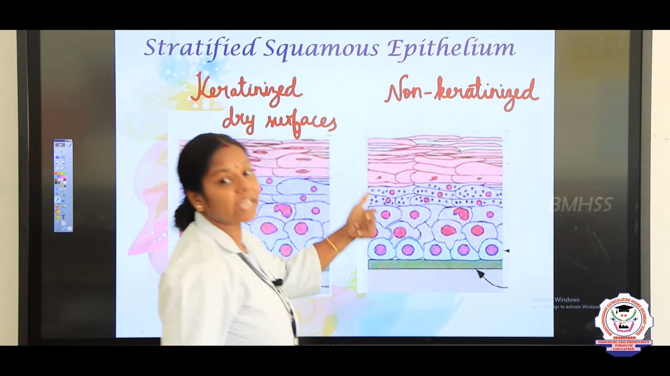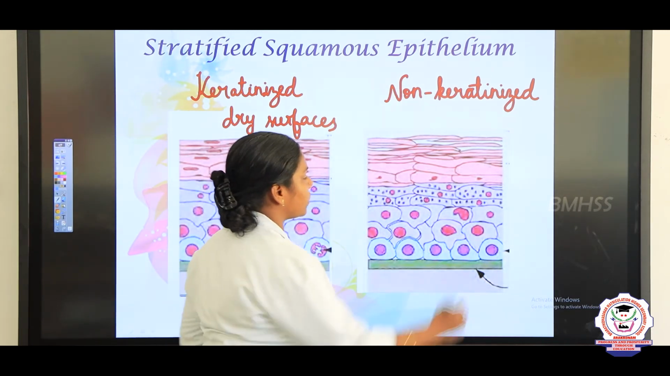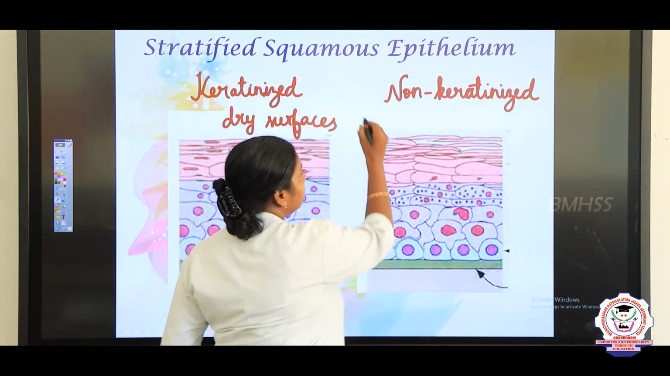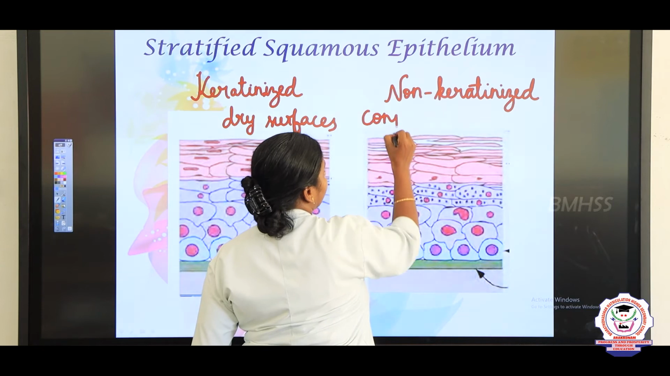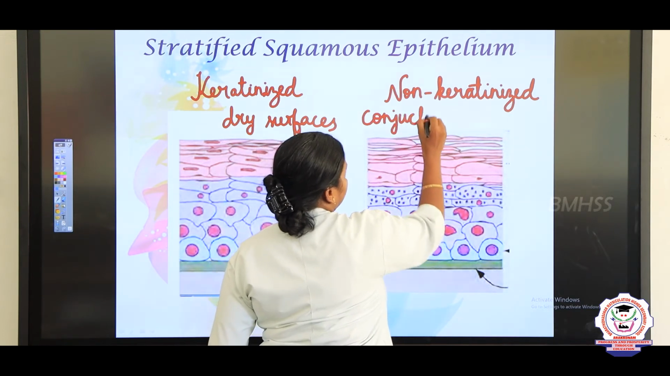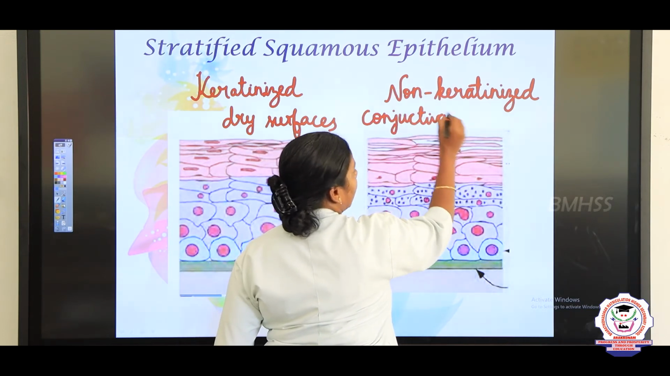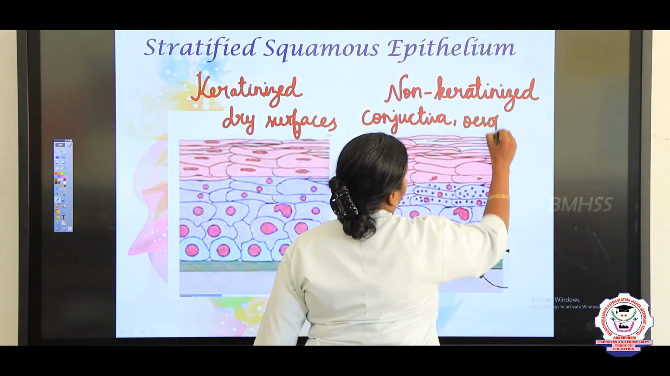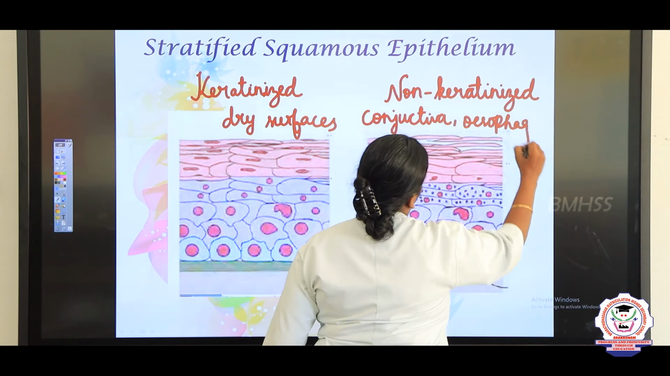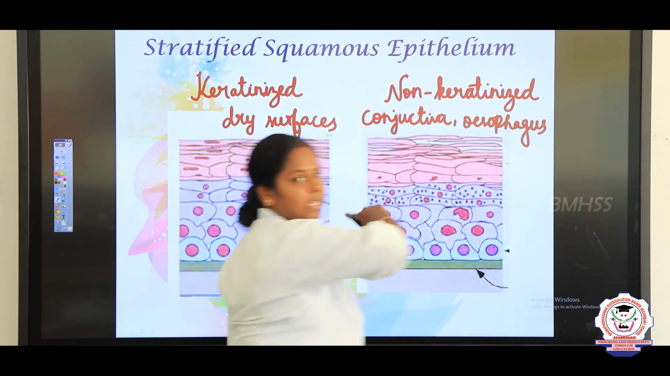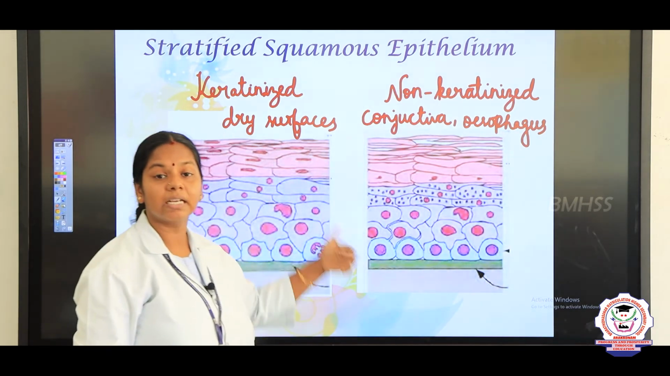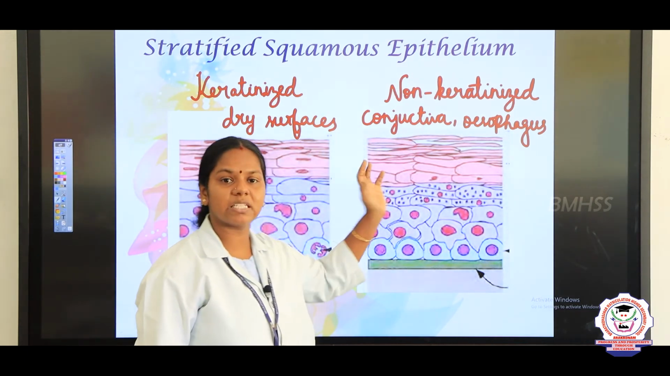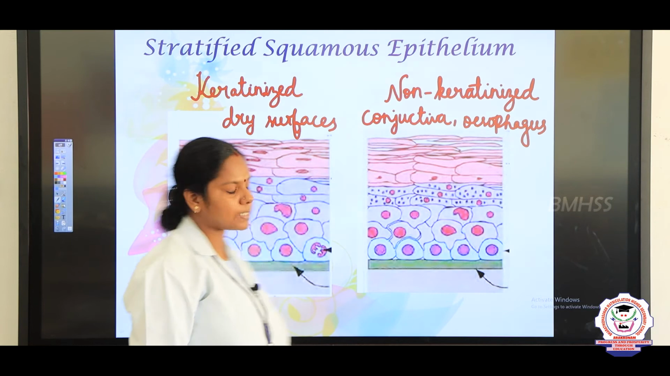But non-keratinized you can see in almost the wet regions of our body. For example, conjunctiva of the eye, and also the esophagus. So, the only main difference between the keratinized and the non-keratinized is that keratinized is found in the dry surface and non-keratinized is found in the wet surfaces.